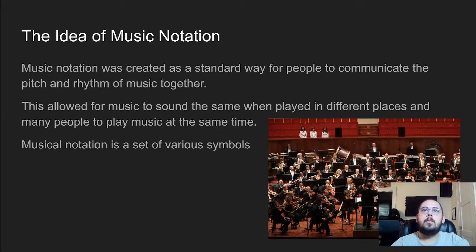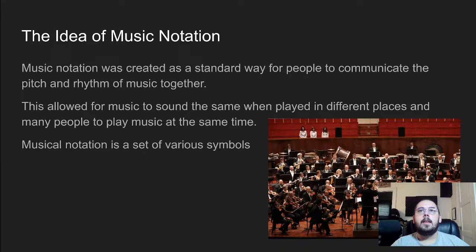All right, so music notation came about as a way for the composer to communicate to the performer what they wanted to have happen. As time progressed, music notation became more and more standard, so that if one person wrote the music, they could give it to people they didn't know over large distances, and they could still play the same thing. They could have multiple people playing music all at the same time, and everyone would be able to interpret what's going on.